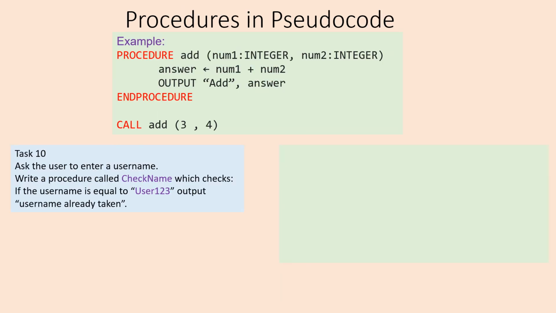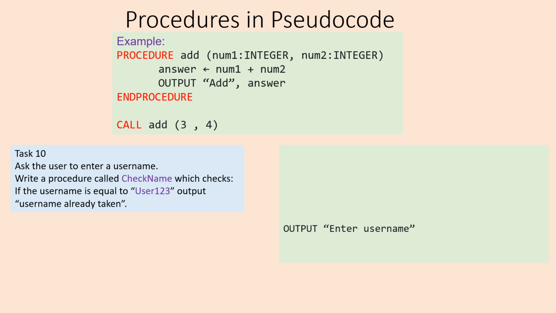Okay, so let's have another go at another one. So task 10, we've got our example again here. Ask the user to enter a username, write a procedure called check name, which checks if the username is equal to 123, output username already taken. So if it is equal to 123, user 123. So pause the video if you want to have a go, and then we'll check through the answers.